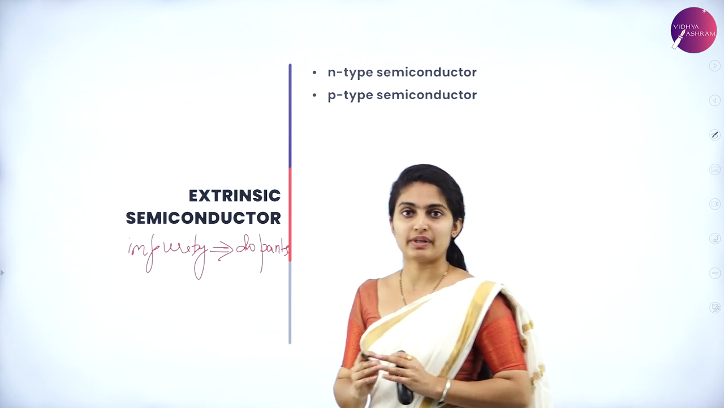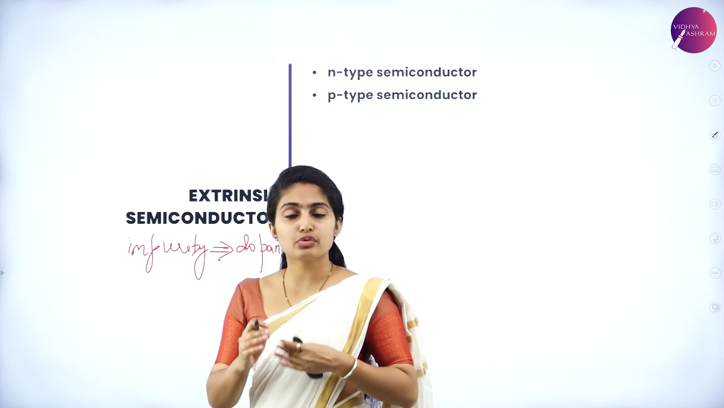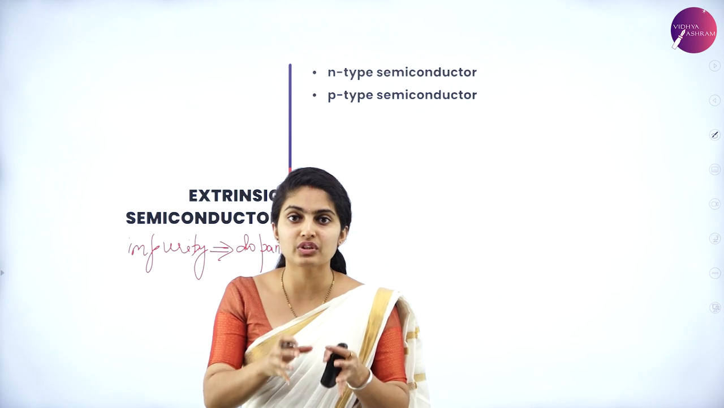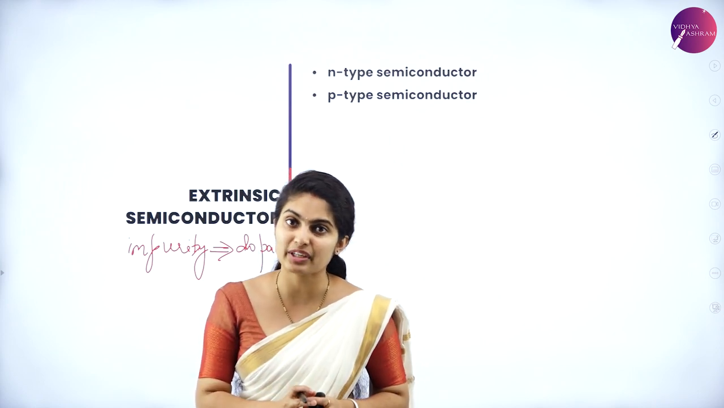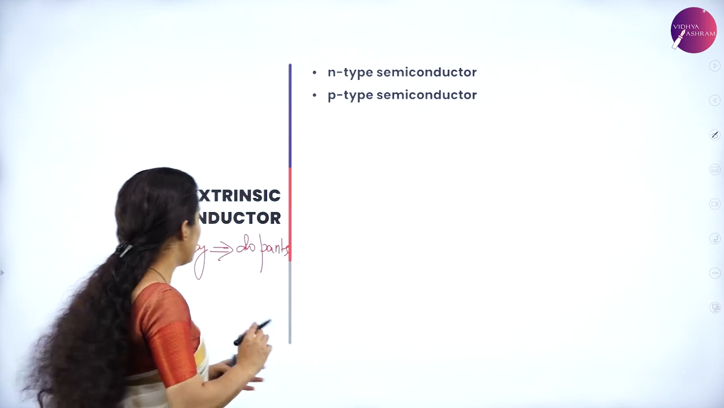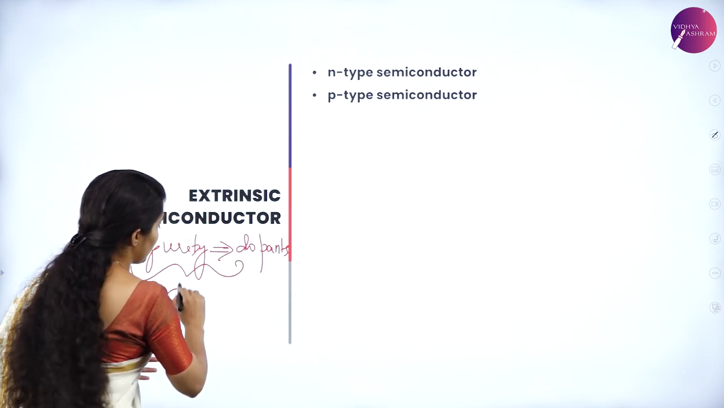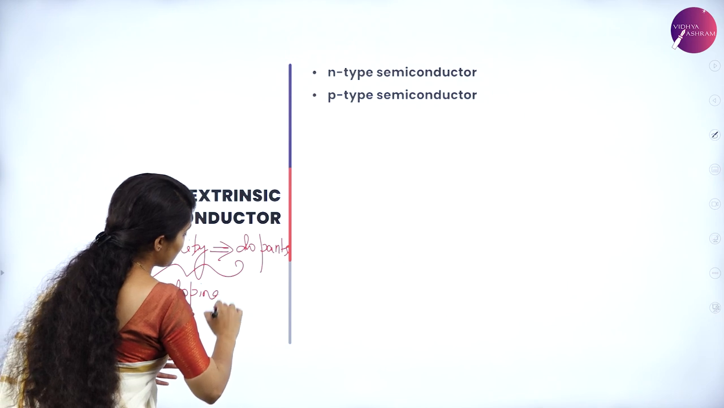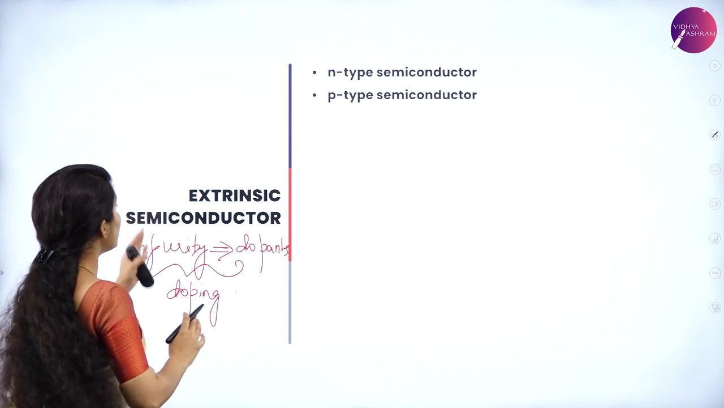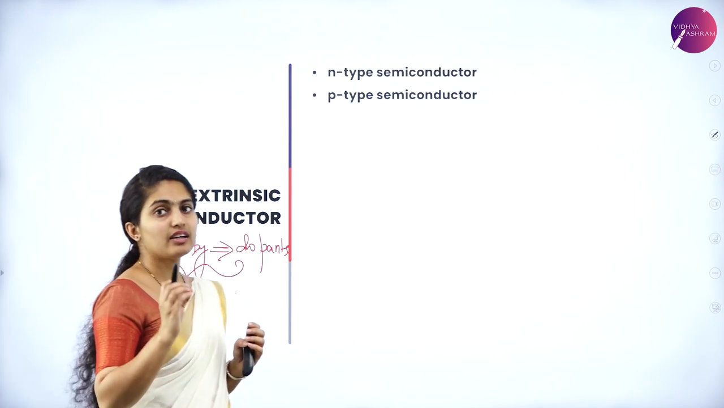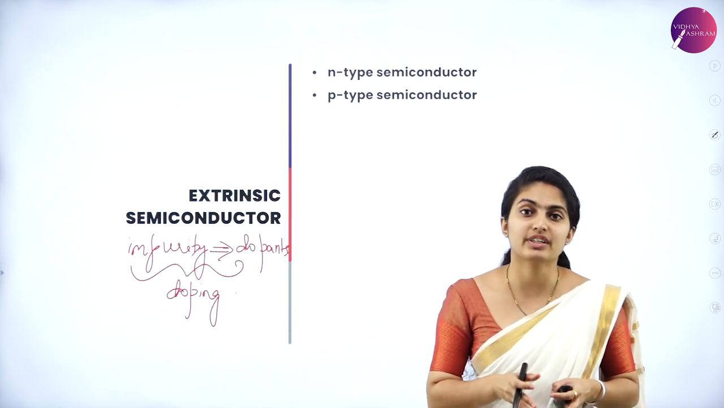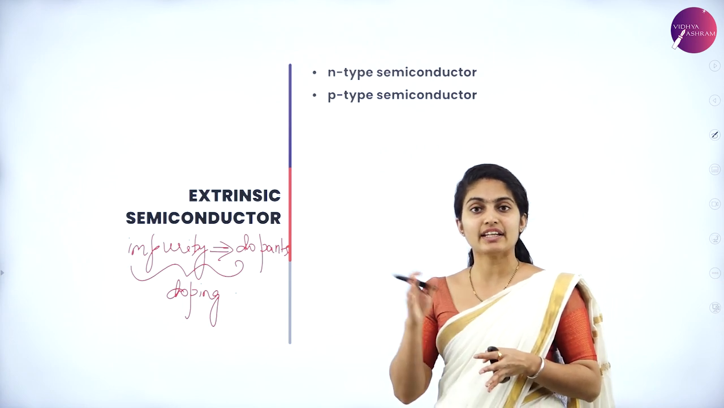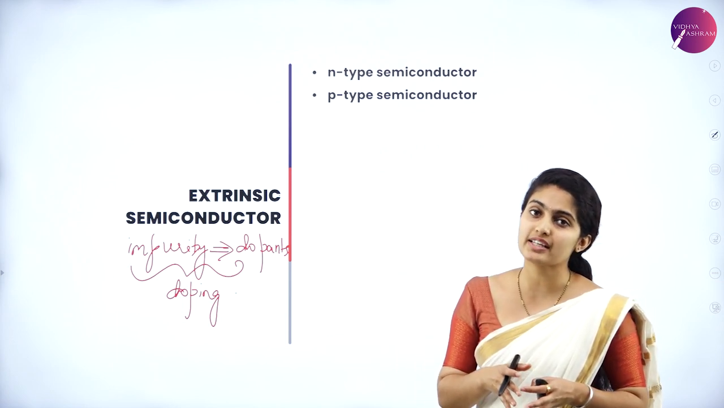Elements are called dopants. The process of adding any dopants to the extrinsic n-type or p-type semiconductors is called doping. You'll have to know this. It's very important for one mark. Understood? So extrinsic semiconductors are the semiconductors which have impurities present, and the process of adding the impurity is called doping.